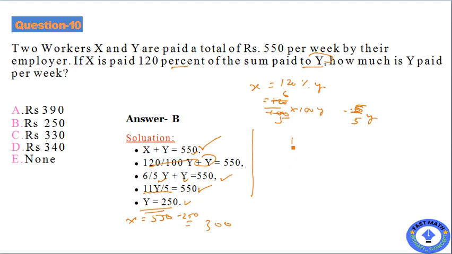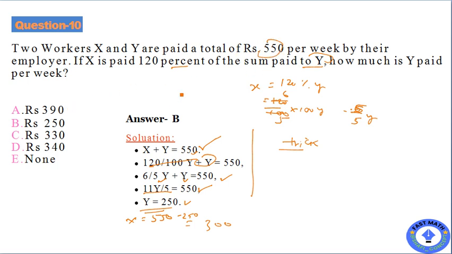There is a trick I am going to tell you, which can be found from the answer options itself. X is always higher than Y. It is clearly shown that X is paid 120% of the sum paid to Y. That means X is always higher. If you take Y as 390, then X may be above 390. That may be 400 or 450, whatever it may be. The total will cross 550.